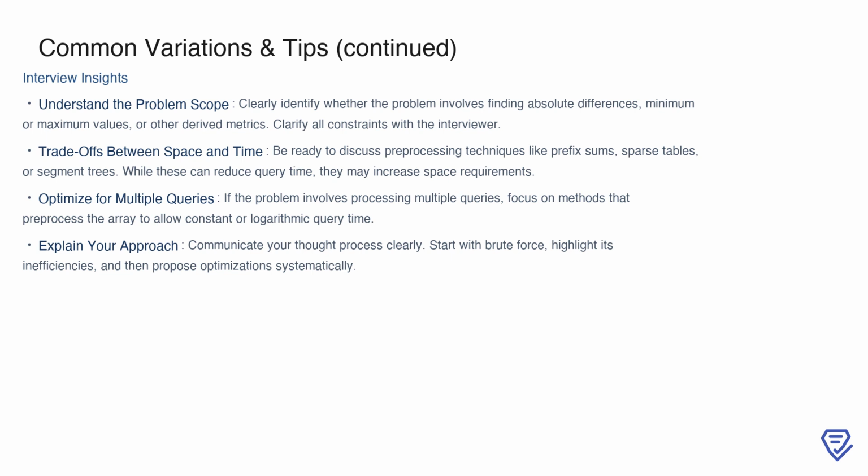For example, pre-processing techniques like prefix sums, sparse tables, or segment trees can significantly reduce query time, but they come at the cost of increased space requirements. It's a good idea to weigh these trade-offs explicitly. Additionally, if the problem involves multiple queries, prioritize methods that pre-process the array to enable constant or logarithmic query times. This shows that you're thinking about scalability.